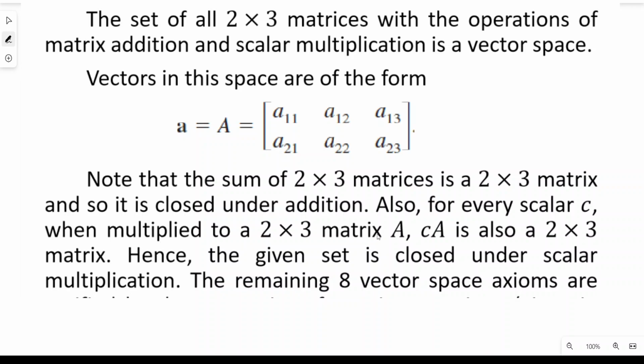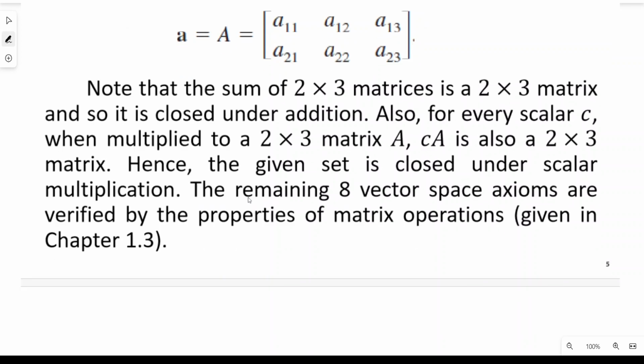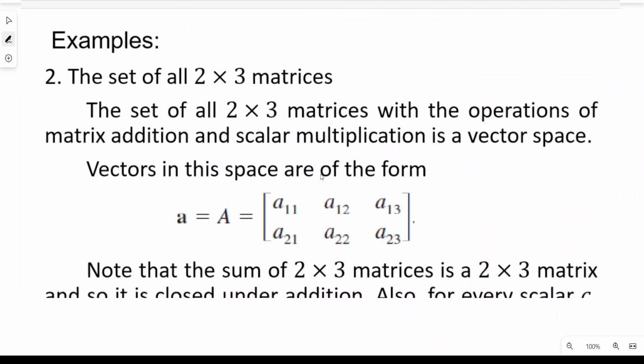So it also follows that addition of matrices is commutative. It is also associative. And we also have the zero matrix for the additive identity, and the negative of your matrix for the additive inverse. So you can easily verify that all the remaining 8 axioms will be satisfied by this space of 2 by 3 matrices.